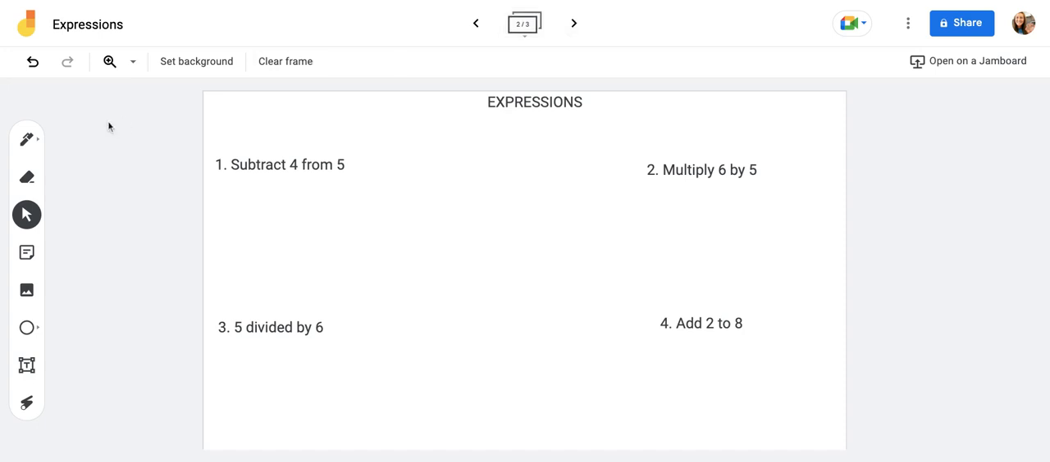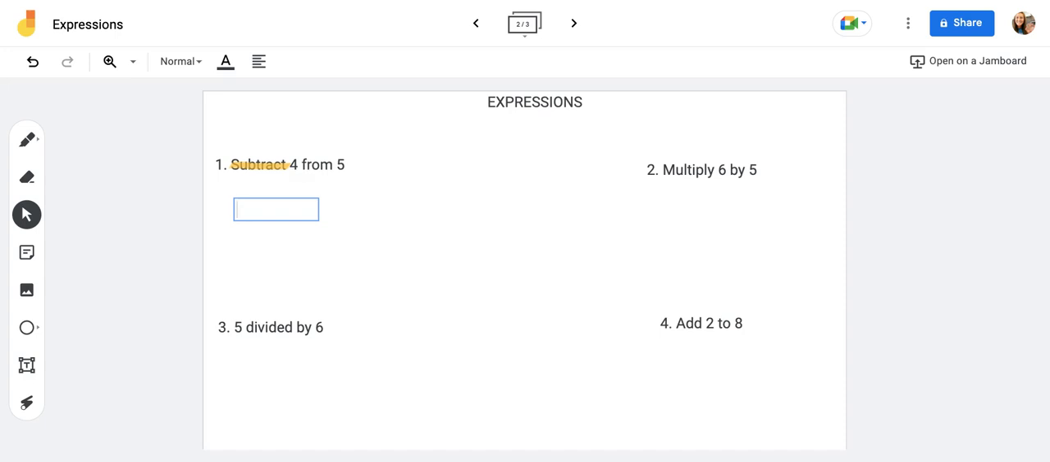So in problem number 1, the expression says subtract 4 from 5. So I'm going to go over here to my highlighter, and I'm going to highlight the math word. So the math word there is subtract. So I automatically know that this is going to be a subtraction problem. But it says 4 from 5. So that means that I have to take 4 away from 5.